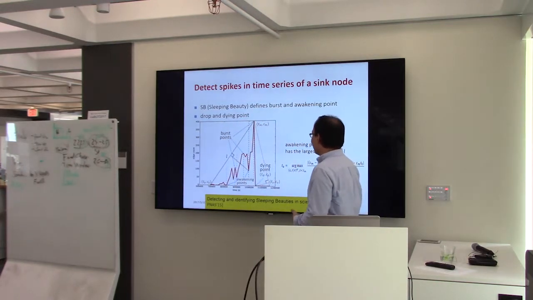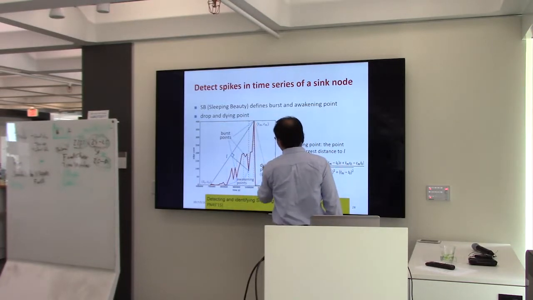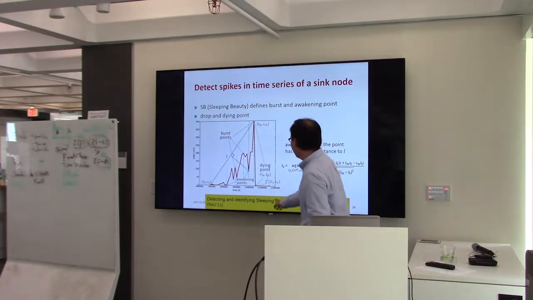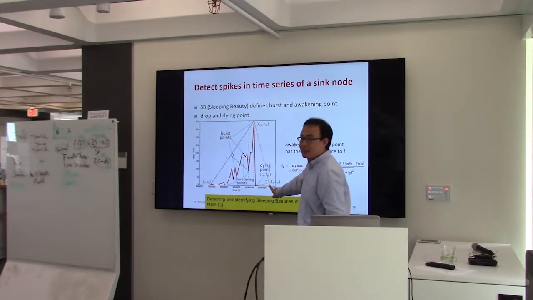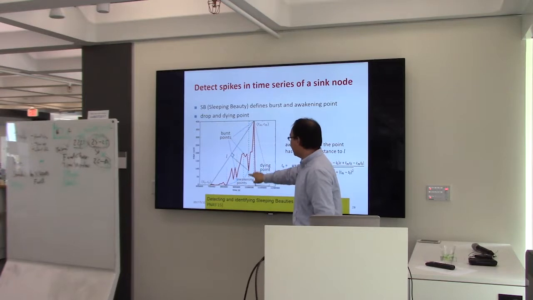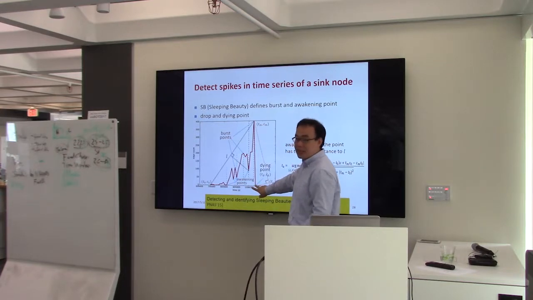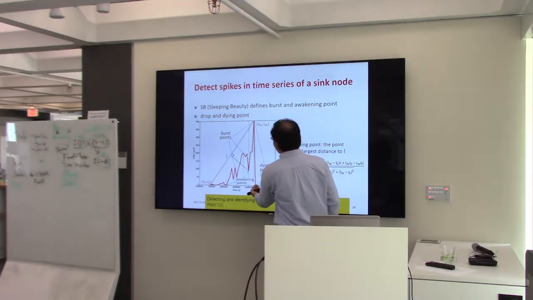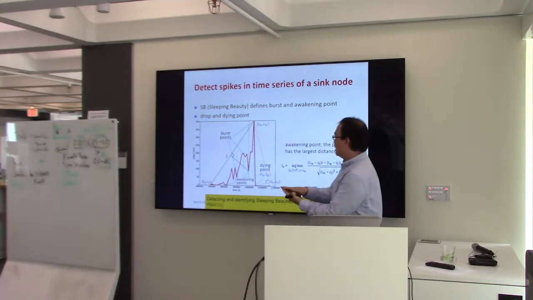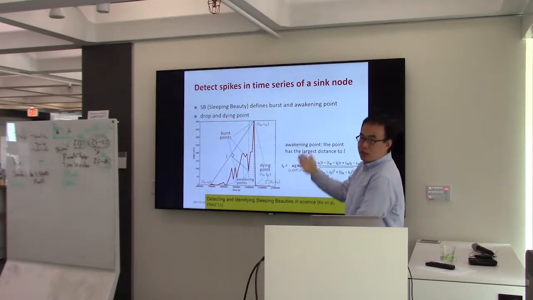Similarly, we can define a drop point. For the drop point, we connect the end point of the time series and the highest point, and we find the largest distance along the time series. This point we call the diving point. So with the diving point and the bursting point, we can measure how quickly the drop is.